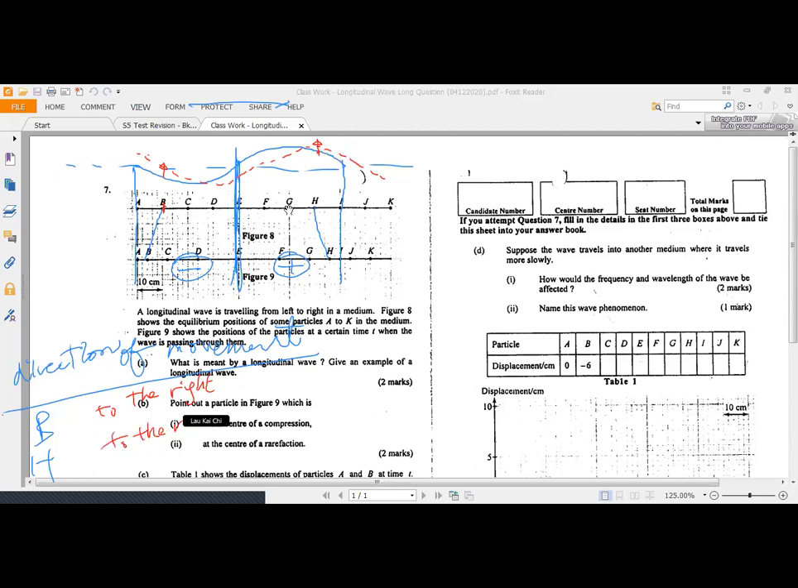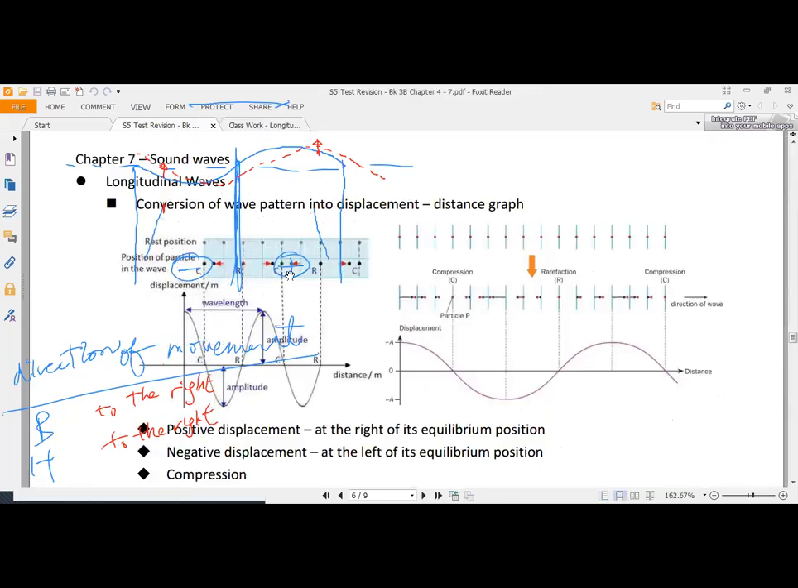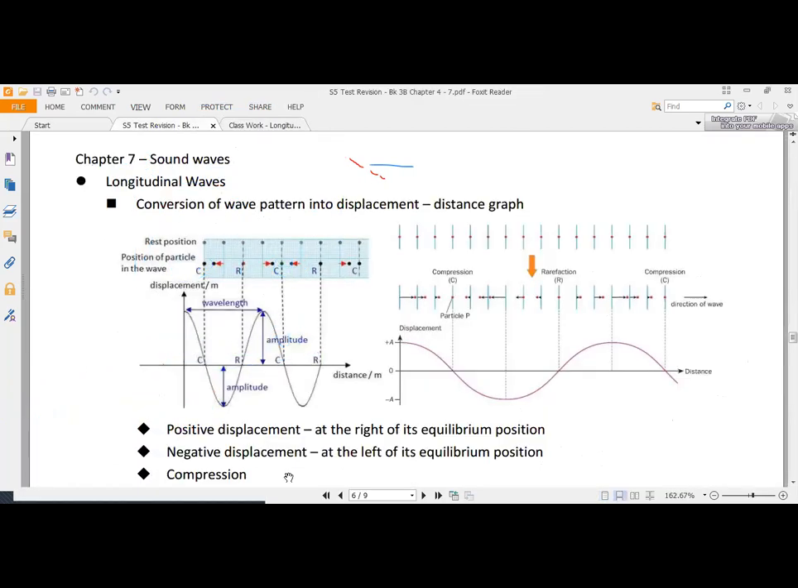Understand what I mean? So you need to revise these parts. This is the notes. Oh, sorry, let me erase everything. Be able to convert the information into a graph like this, okay? So that you can tell whether it's going forward or backward.